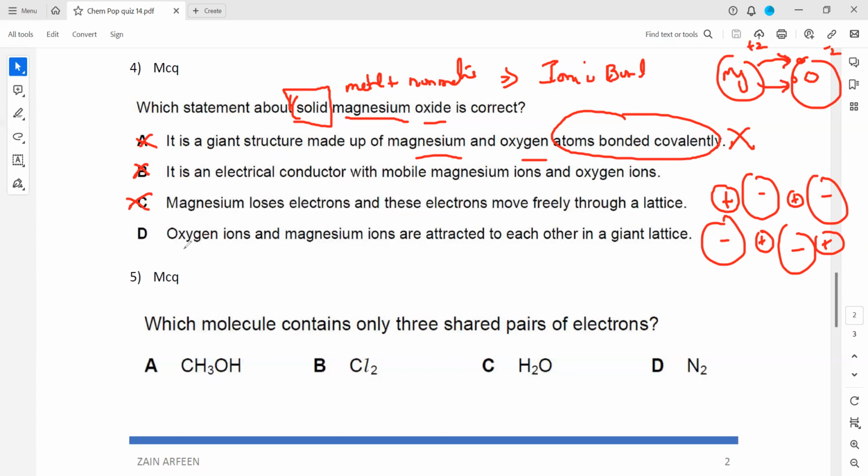And statement D, oxygen ions and magnesium ions are attracted to each other in a giant lattice. That's true. Like positive and negative ions are held together by a strong electrostatic force. And there is a regular arrangement of the ion, which we call a lattice. So option D is the right answer. Is it clear? Question 4.